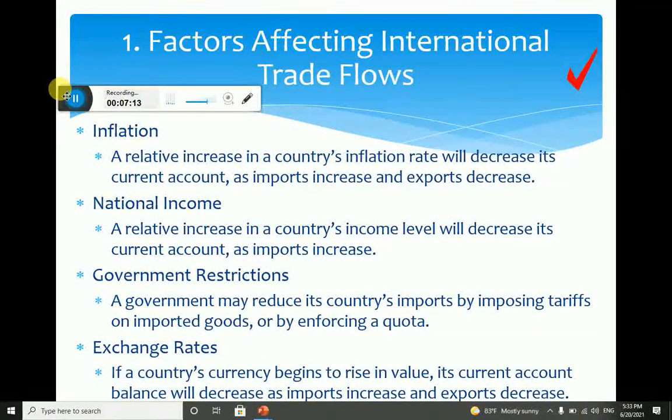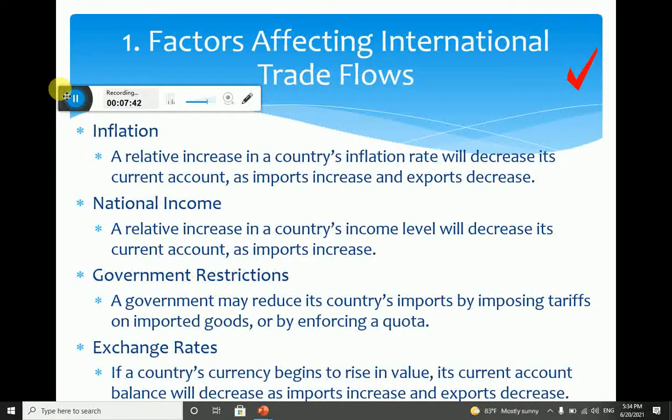Number 2 is national income. A relative increase in the national income level will decrease its current account as imports increase. So that is also a factor which affects the flow of funds from the trade. In a country, if the national income increases, it means the population of the country becomes wealthy and their income increases.